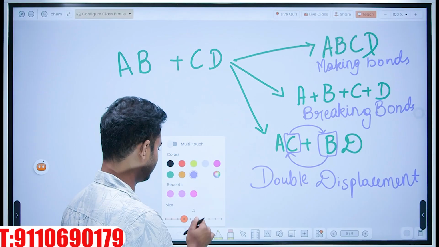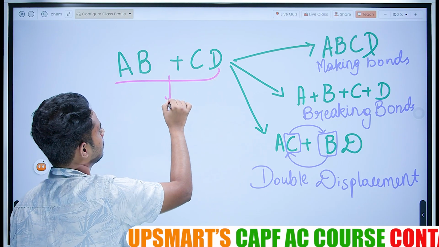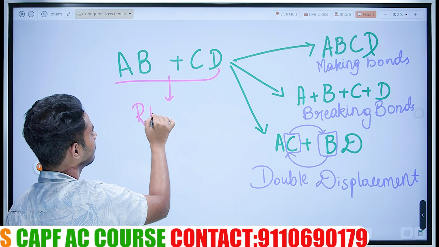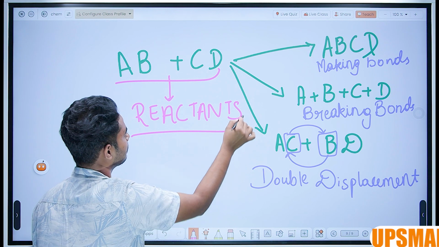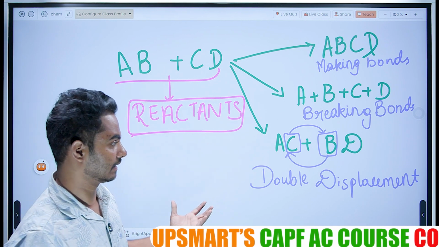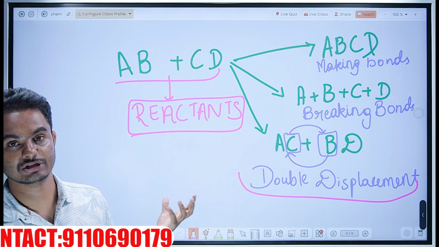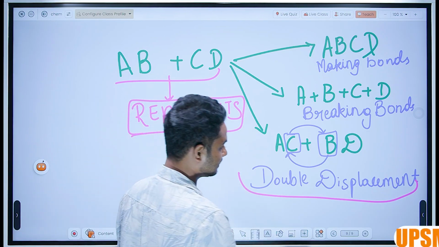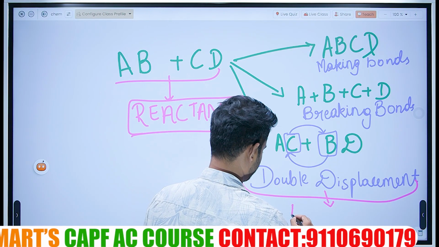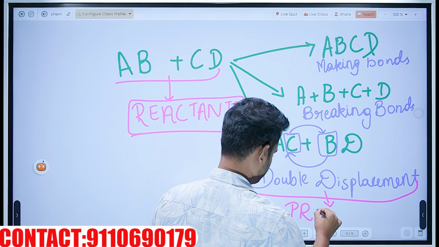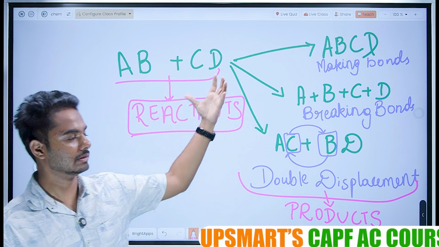Now another thing: these are called the reactants, because these are the ones reacting. And all the above, which are produced as a result of the reaction, are called products. These are reactants. These are products.